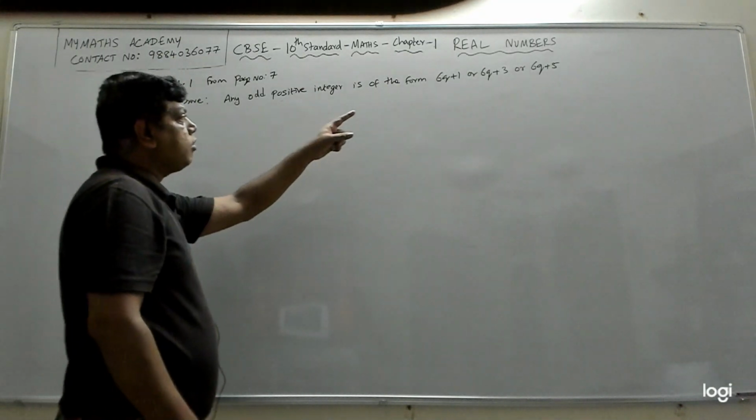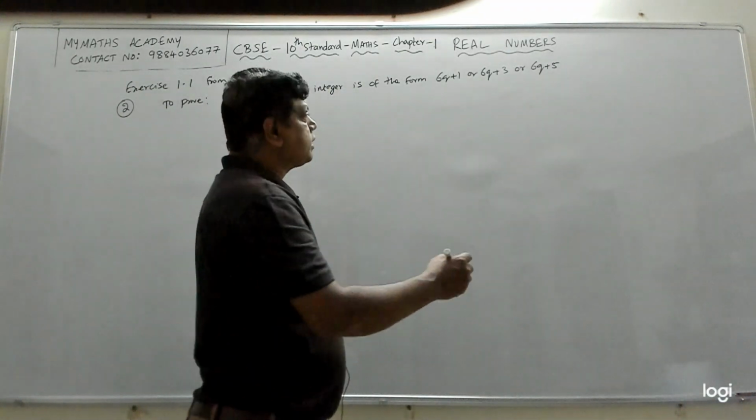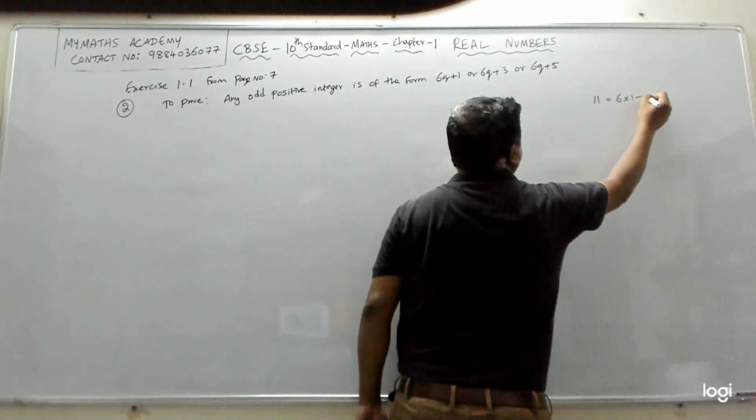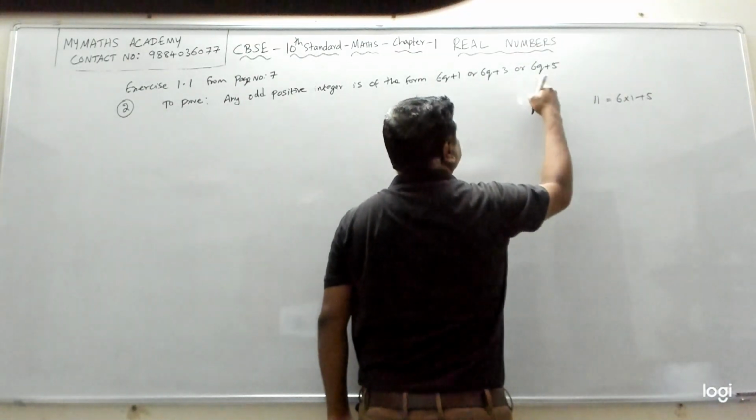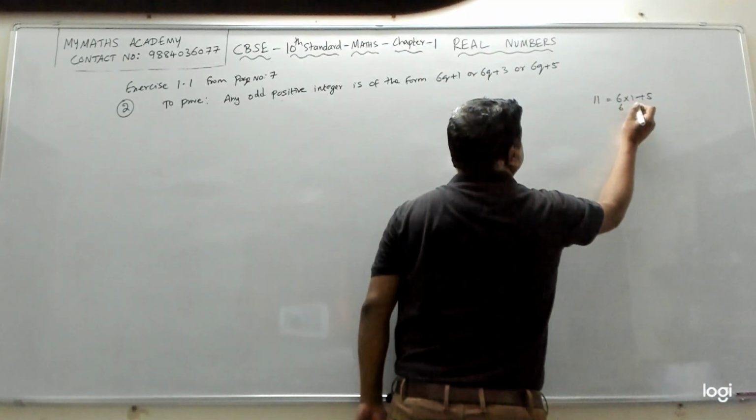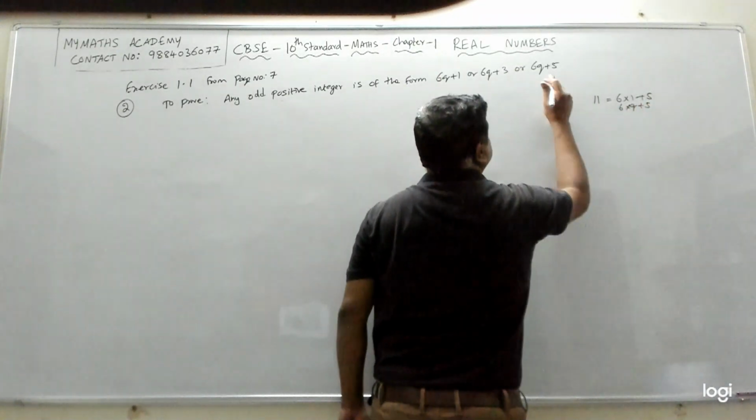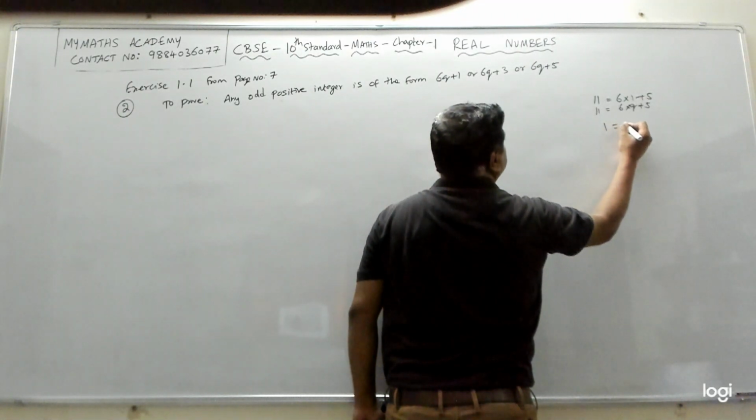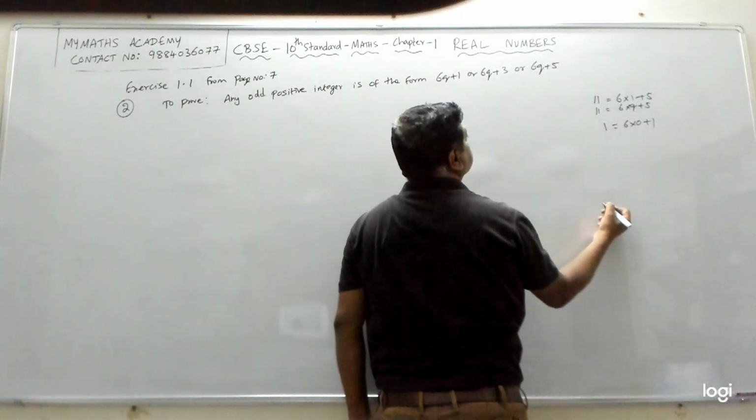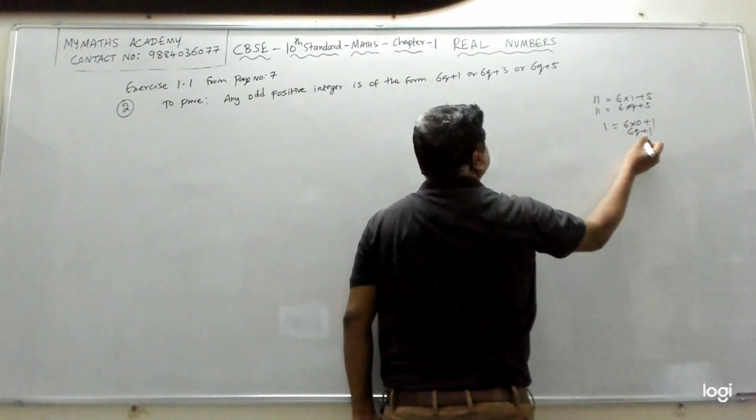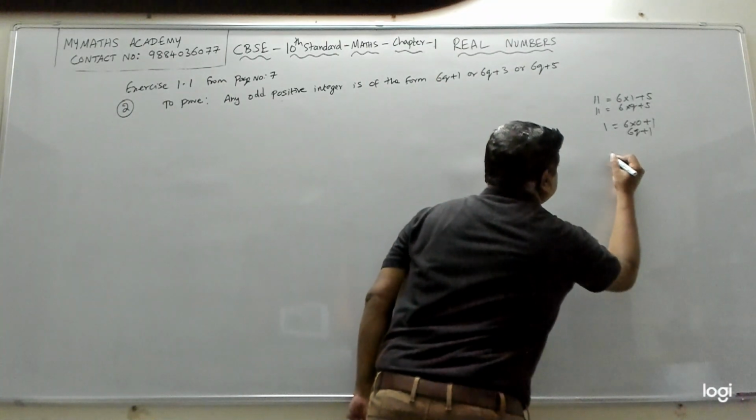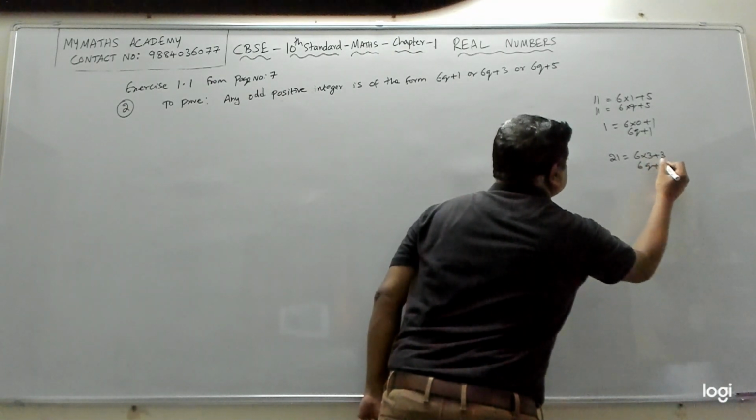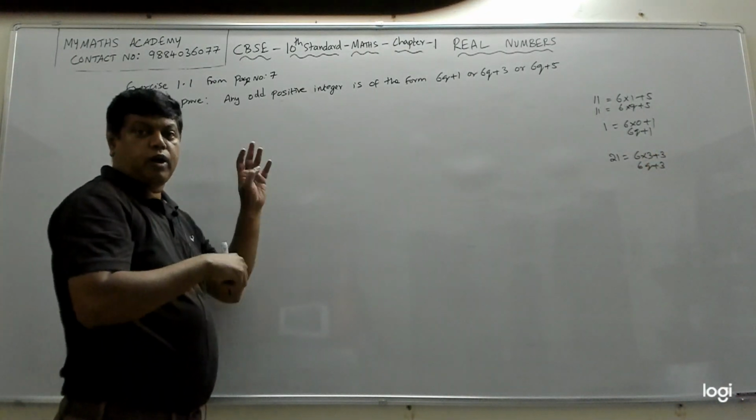It is in any one of the three forms. For example, if I have an odd number, suppose 11, it can be written as 6 into 1 plus 5. So 6 into something plus 5, which is in the form 6q plus 5. Even the number 1 can be written as 6 into 0 plus 1, which is the 6q plus 1 form. Similarly, 21 can be written as 6 into 3 plus 3, which means 6q plus 3. So that's what it says. We have to prove this.